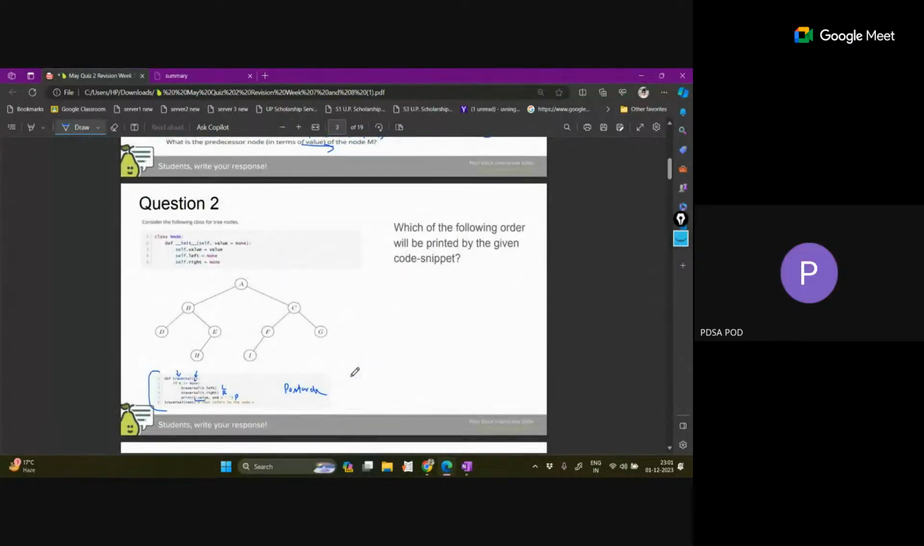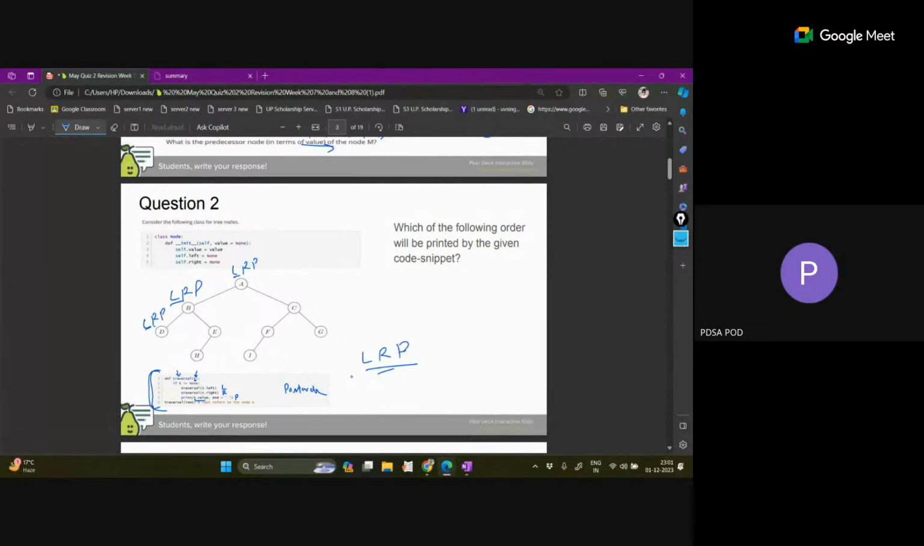Okay. So the second question is asking which order we are following here. So this is the post order. That means L, R, P. So we will apply the same thing on this: L, R, P. Okay. So the left subtree is L, R, P, and the left subtree L, R, P.